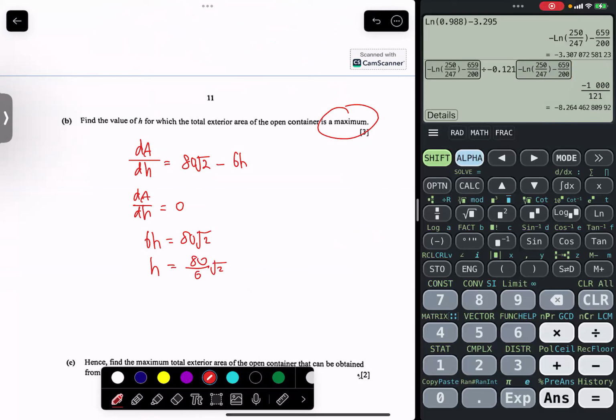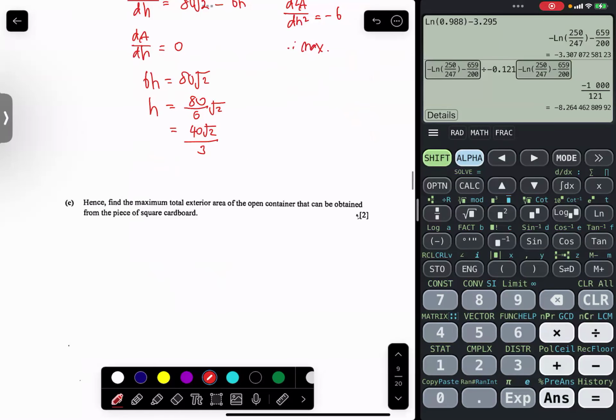So 40 root 2 over 3. Same thing. Now there's only one value, so this must be a maximum. If you differentiate again, d2A/dh squared is just negative 6, so therefore it is a maximum. Only one point.